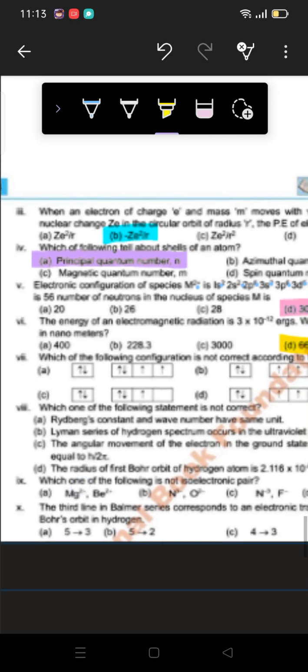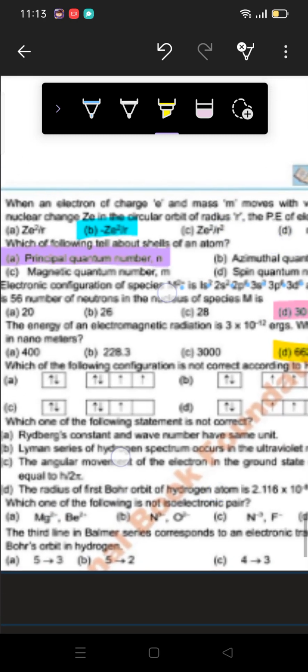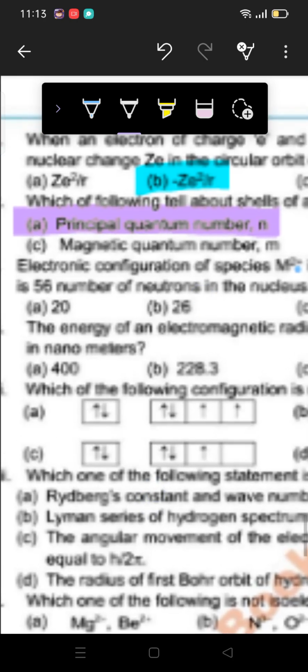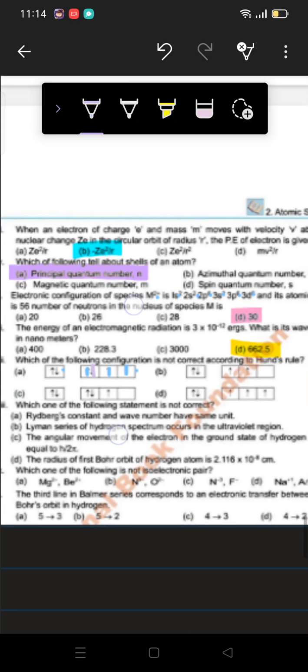Okay, so now what does our 7th MCQ ask us about? Which of the following configurations is not correct according to the Hund rule, right? Hund rule tells us that when P orbitals, or D or F, but here we have only till P, start, we need to give one electron to every orbital first. Here we need to look at the P1, right? Initially they have given us one electron, then they have given the second electron. Now electrons are ended, which means this is correct, right?